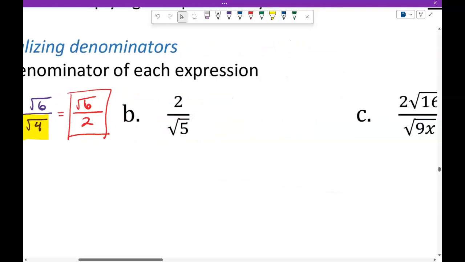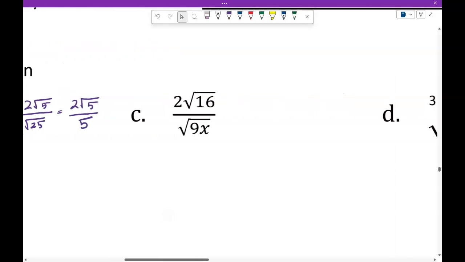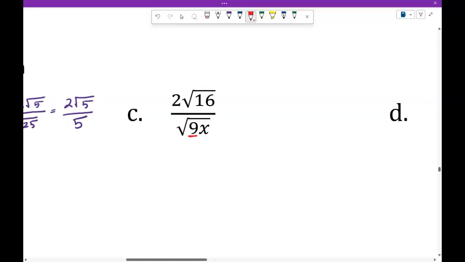This process is going to be pretty straightforward for most of the examples. A lot of times we end up just multiplying by the denominator itself. So in this case, we'll multiply by the square root of 5 so that we get the square root of 5 squared, or the square root of 25, and then when we rationalize it, we end up with a rational denominator of 5. However, sometimes we'll have slightly more complex radical denominators. Here we have 9x. 9 I can already take the square root of, but I can't take the square root of x. So we'll still need to rationalize it.